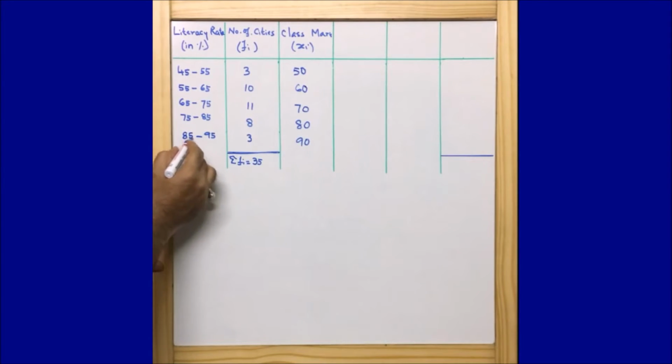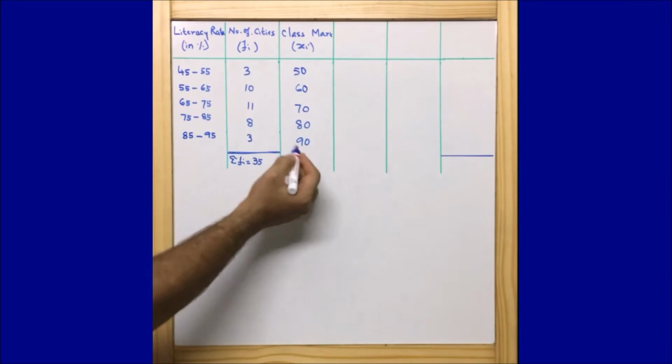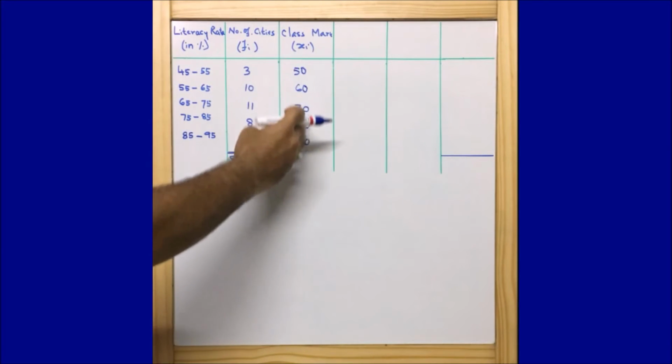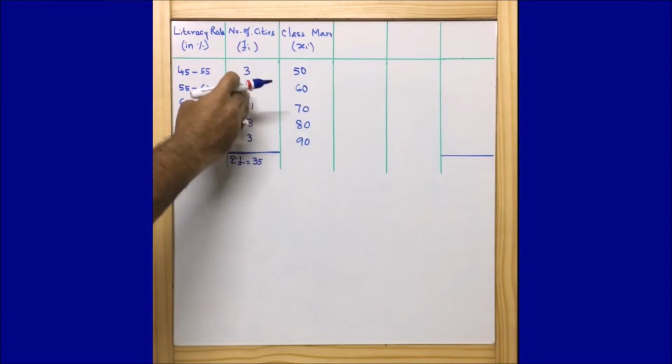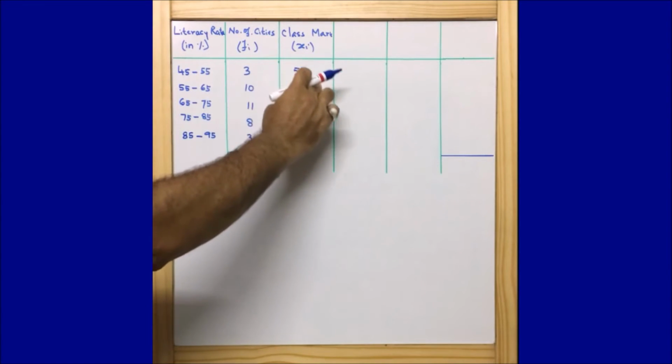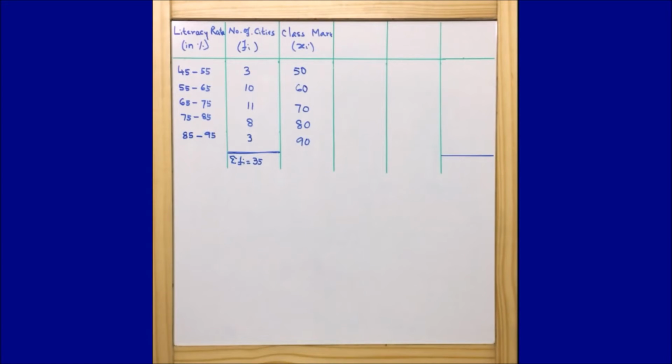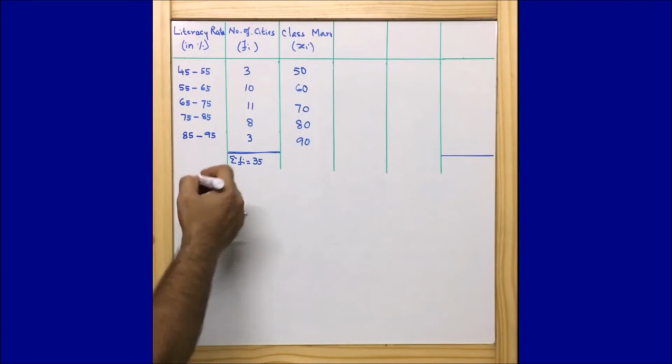You can test it. For the last class, 85 plus 95 is 180, and 180 divided by 2 is 90. So this is what we got as the class marks. Now guys, you can see that these figures are large, and we need to reduce these higher values to smaller values. So let us use the step deviation method.